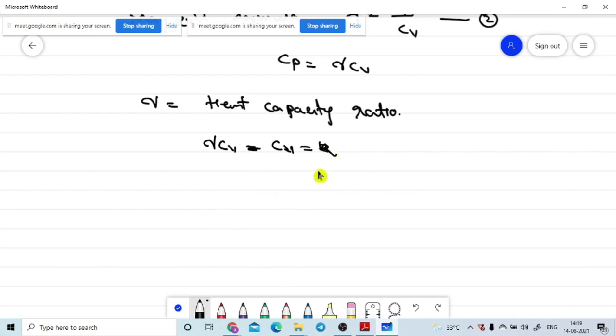The whiteboard is not working. So that is gamma minus 1 into Cv is equal to capital R. Then Cv is equal to capital R divided by gamma minus 1. Are you getting or not? Yes, sir.